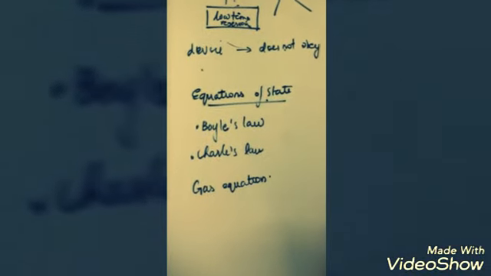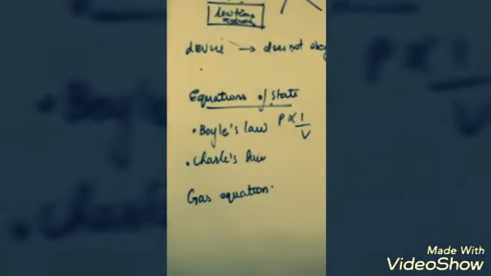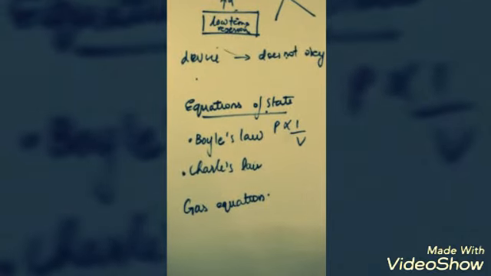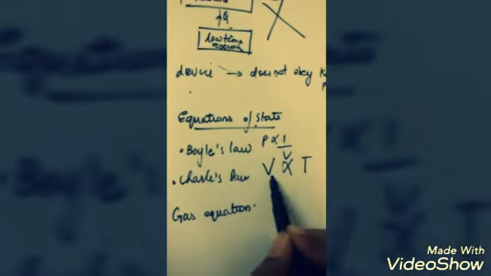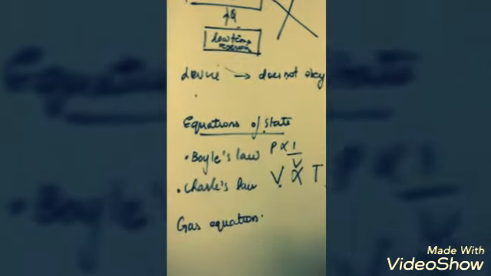What are the equations of state? There are mainly three equations of state: Boyle's law, Charles' law and Avogadro's law. But we do not need Avogadro's law for our syllabus. So let's go through Boyle's and Charles' law. Boyle's law states that P is directly proportional to 1 by V, where P is the pressure and V is the volume. Whereas Charles' law states that V is directly proportional to T, where V is the volume and T is the temperature. That is, volume is directly proportional to the temperature.